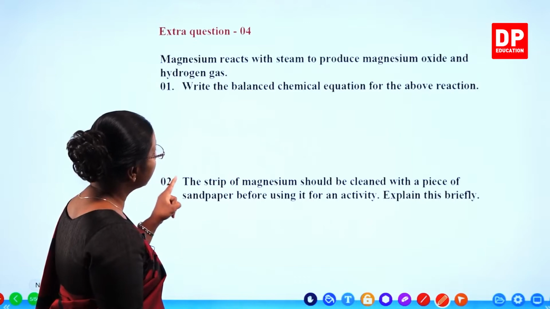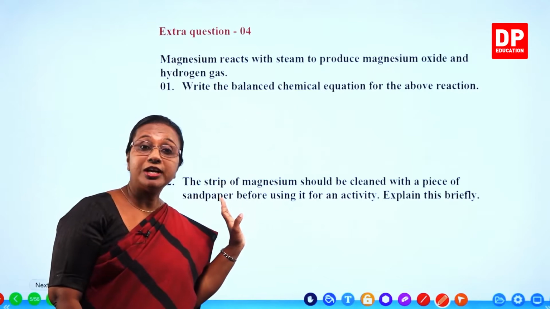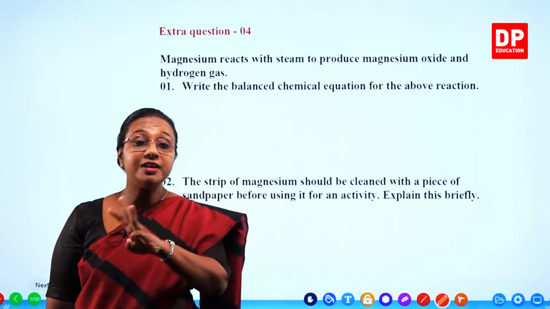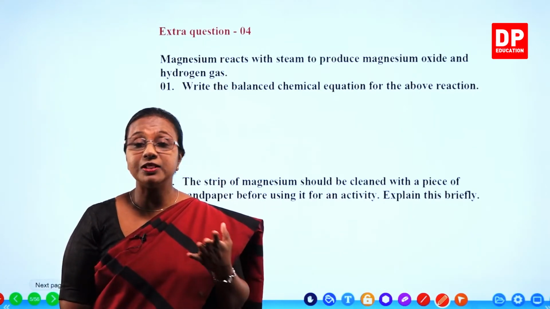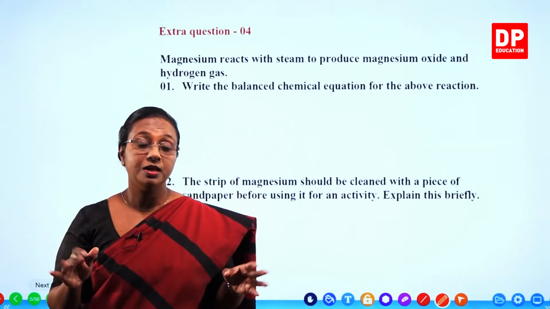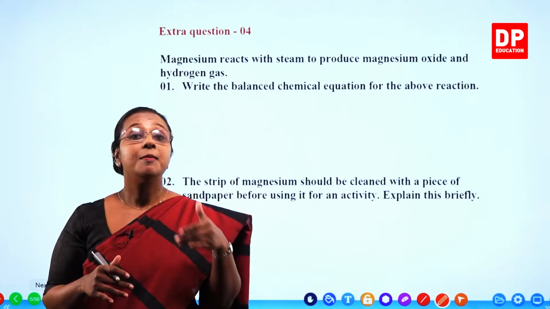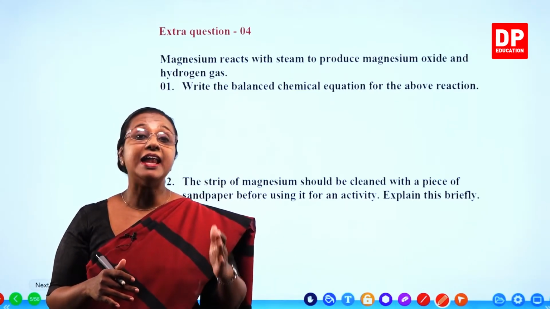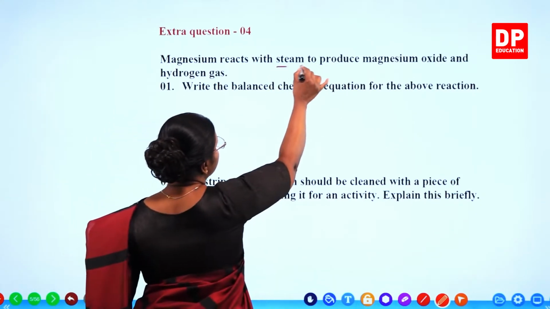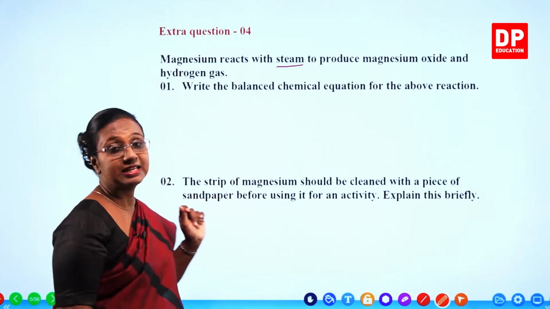Magnesium reacts with steam to produce magnesium oxide and hydrogen gas. So they have already given you all the reaction. Magnesium, you know, shows different reactions. Now it does not react with cold water. At room temperature, magnesium doesn't react with water. But when you react magnesium with hot water, what are the products? Magnesium hydroxide and hydrogen gas is liberated. But when magnesium reacts with steam, that of course produces magnesium oxide and hydrogen gas.